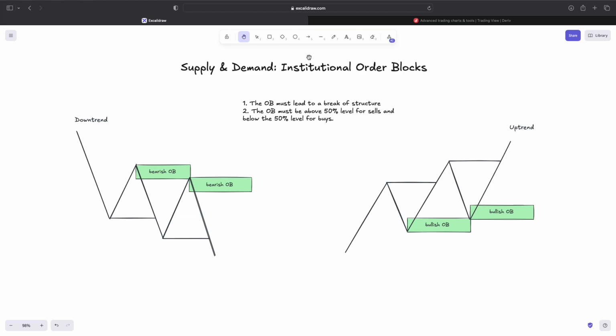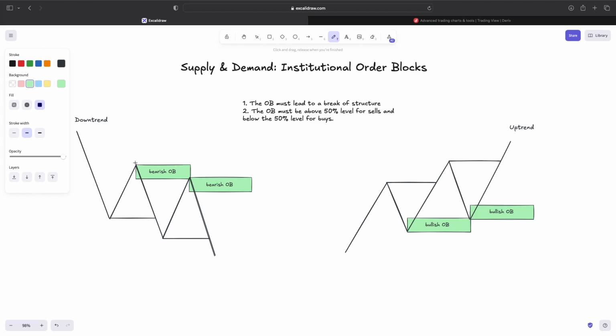From the previous lesson, we understood that supply and demand is formulated from every high or low, and right now we just want to focus on those high probability order blocks. Those high probability order blocks are regarded as institutional order blocks because when the BFIs are trading within the market, the main goal is to buy low and sell high. So in a downtrend, we want to be selling high.